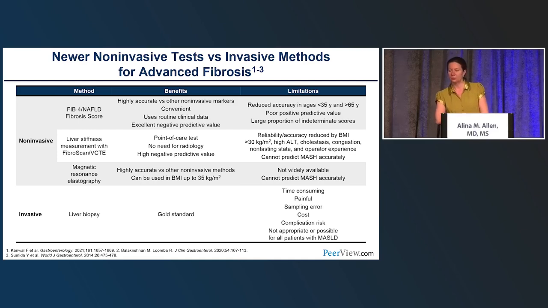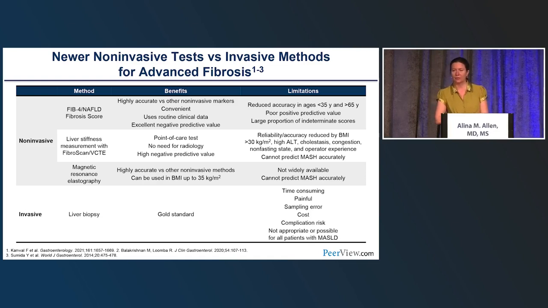The limitations are related to reliability or accuracy, which is impacted mainly by the body mass index and specifically by the waist circumference. The BMI cutoff where caution needs to be exercised is 30 kilograms per meter squared. Anything else that can increase the liver stiffness, such as inflammation, with the surrogate being high ALT, cholestasis, congestion such as in a heart failure situation, a non-fasting state where there's increased portal venous flow from the gut, and operator dependence are some other things to consider when we interpret that value. The other limitation is that it cannot predict MASH accurately.